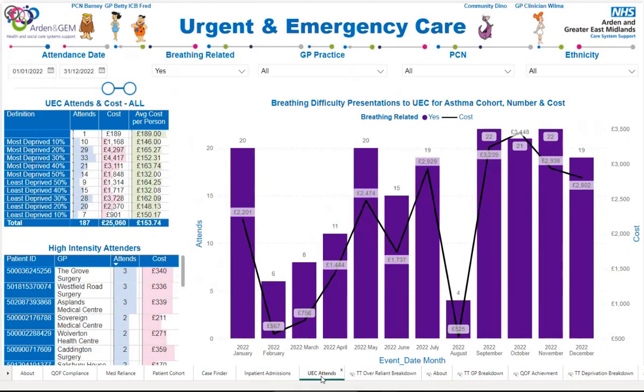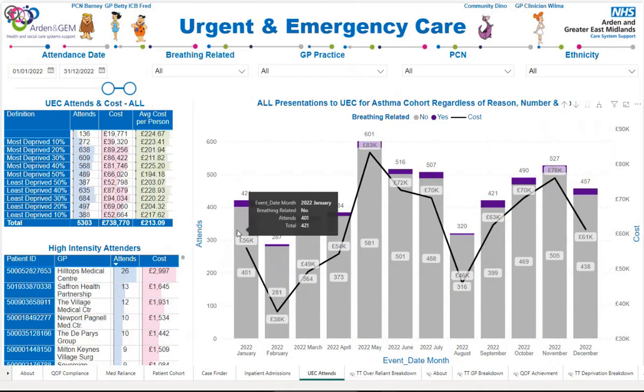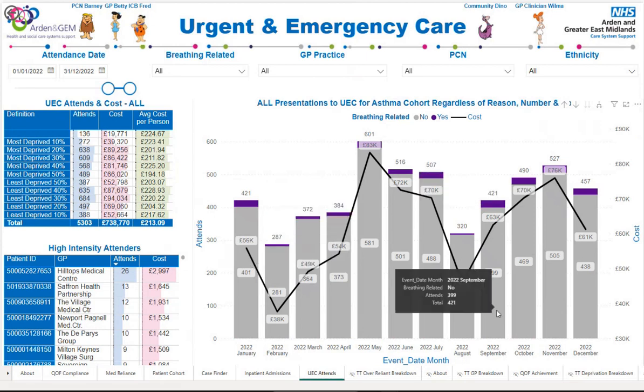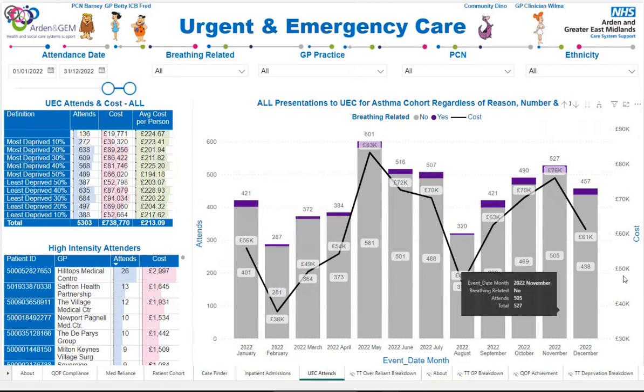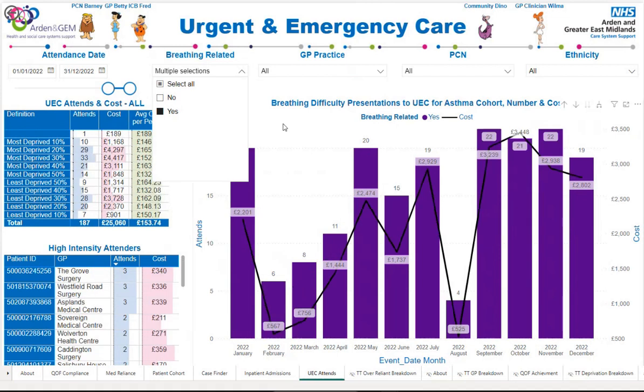The UEC attends is quite an interesting one. So we've got the deprivation breakdown by cost and the average cost per person. And you can see on the chart the number. Hang on, let me just take this filter off. Sorry. So here, as before with the admissions, it was all admissions for the cohort. This is all urgent and emergency care attendances for the asthma cohort. But what we can do is filter it down to yes, and then it will filter out those asthma patients who are attending with a broken arm or whatever else that was not breathing related.